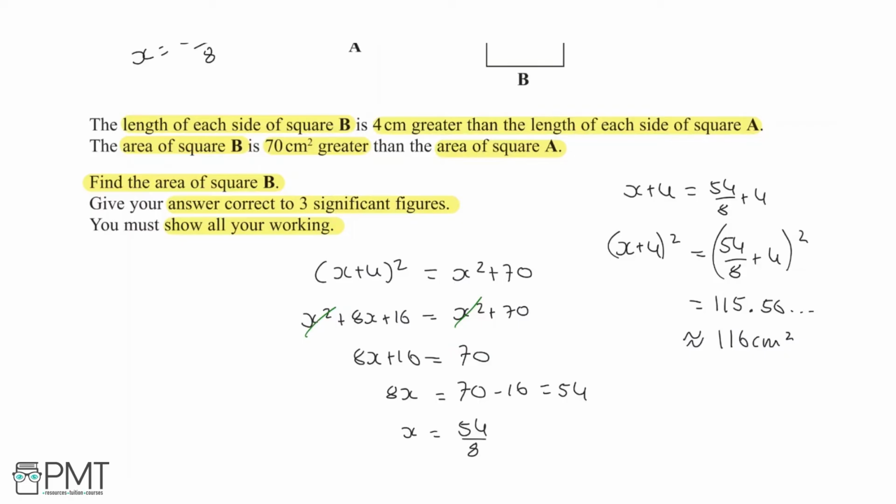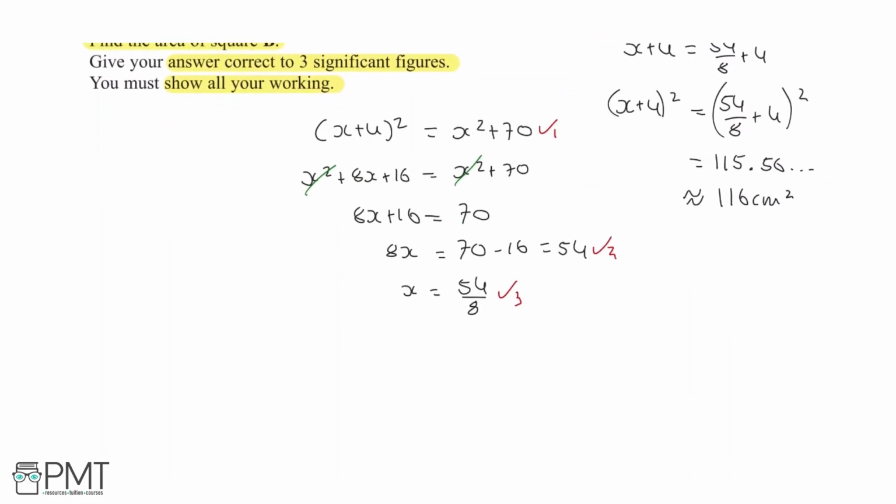So this question is worth 4 marks. The first mark comes from setting up an equation to solve, as we have done here. The second mark comes from a process to reduce it to a linear equation, 8x equals 54. The third mark comes from getting a value of x, as we have done here. The fourth and final mark comes from getting the correct final answer, like that.